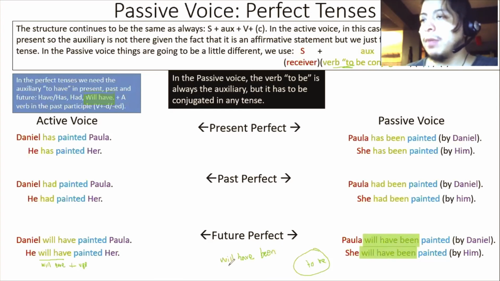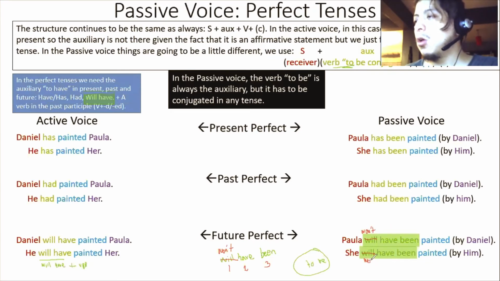Or in negative, if we have 1, 2, 3 parts, the first part changes. Won't. Paula won't have been painted. She won't have been painted. Okay? It is always the same. In the present perfect, has been. In the past perfect, had been. In the future, will have been.